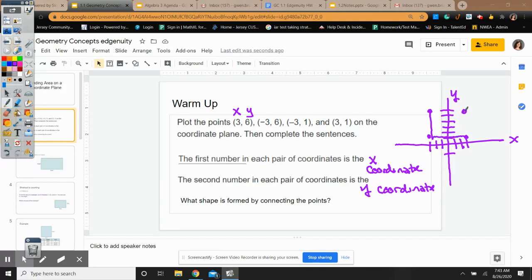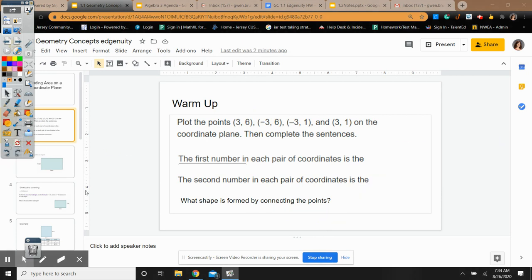Now, some of you might be tempted to say square. And I don't know if it is or not, actually. 1, 2, 3, 4, 5, 6. 1, 2, 3, 4, 5. No, it's only 5 up, if you can tell. This is actually a rectangle. If you said square, it's because you had a kind of a sloppy graph like me. But if you had graph paper, you would be able to tell it is a rectangle. And that's what we're going to talk about today.